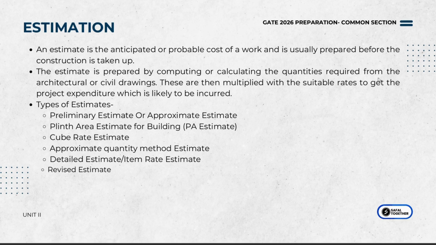Okay, so different types of estimates, there's six of them: the preliminary estimate or approximate estimate, the plinth area estimate for a building, the cube rate estimate, the approximate quantity method estimate, the detailed estimate or item rate estimate, and the revised estimate.